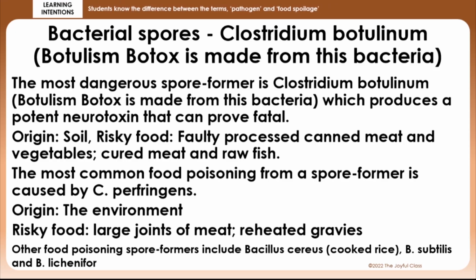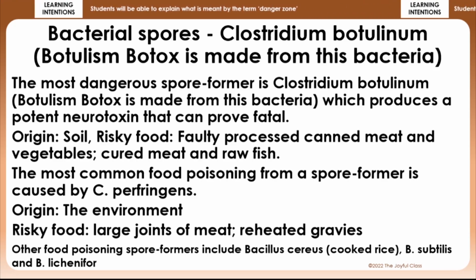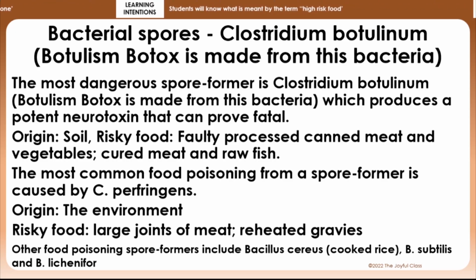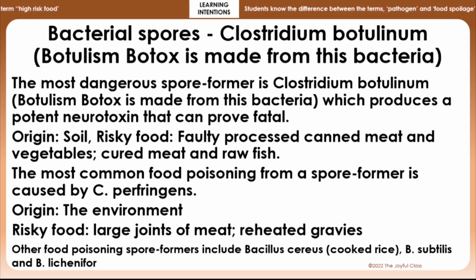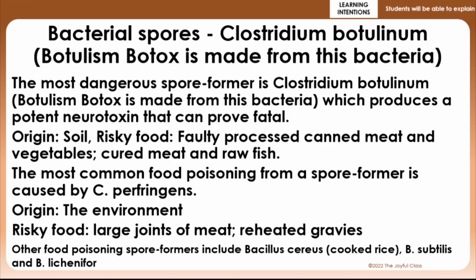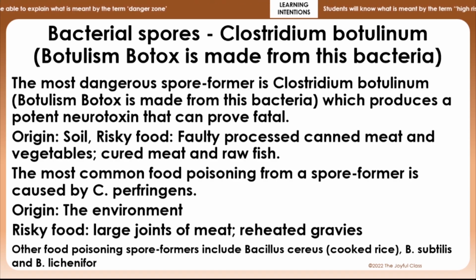Its origin is from the soil and risky foods, faulty processes in canned meats and vegetables, cured meat and raw fish. And one of the most common food poisonings from a spore former is caused by Clostridium perfringens. Its origin is the environment, and the risky foods are large joints of meat and reheated gravies. Other food poisoning spore formers include Bacillus cereus, which is from rice, and Bacillus subtilis and Bacillus licheniformis.